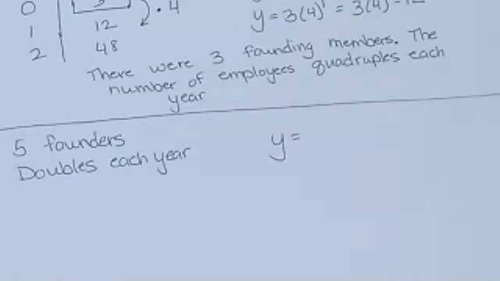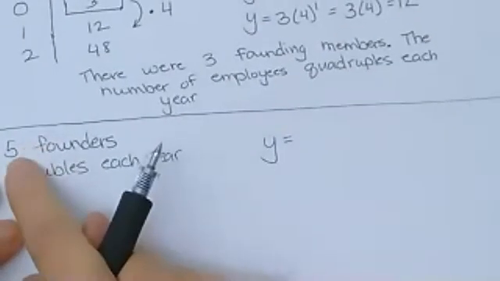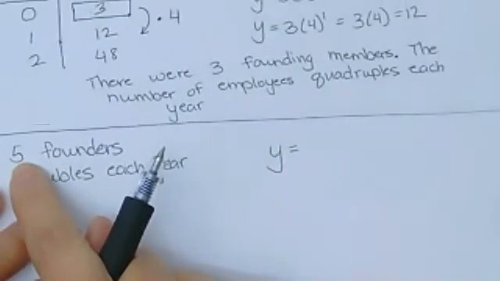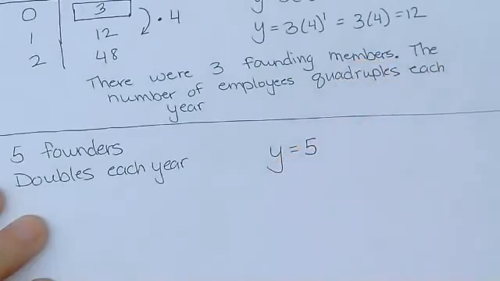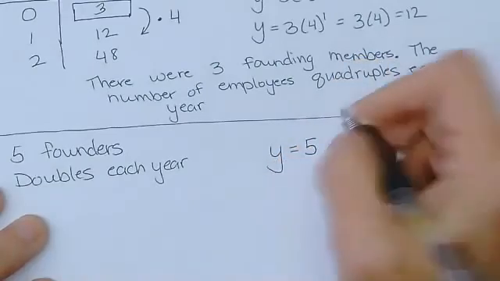Okay, make sure your equations are exponential. Okay, so it looks like we did a good job there. 5 founding employees, that's the y-intercept. That's how many employees they had at year 0, at the very beginning. So that's the A value that goes in front.